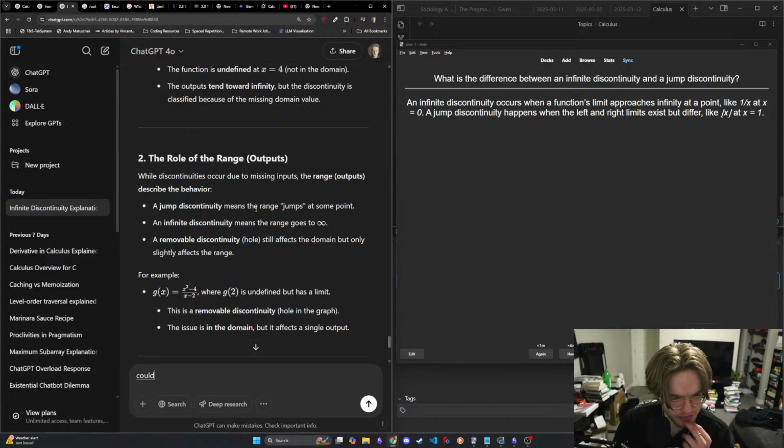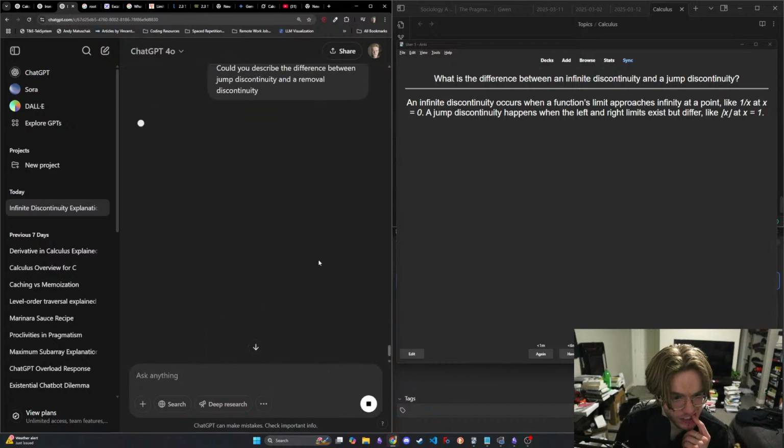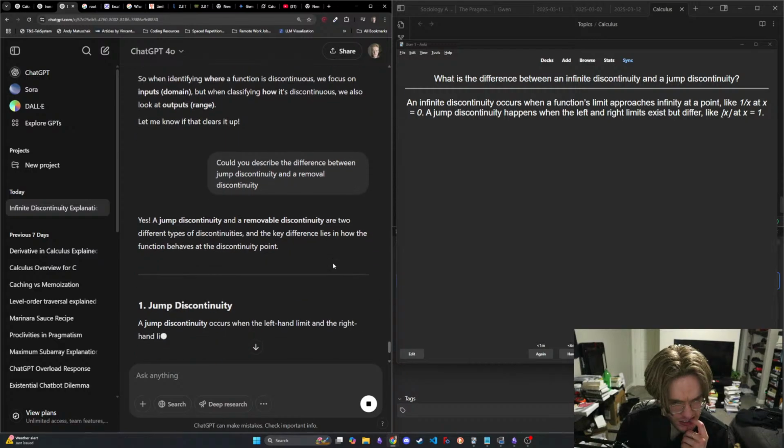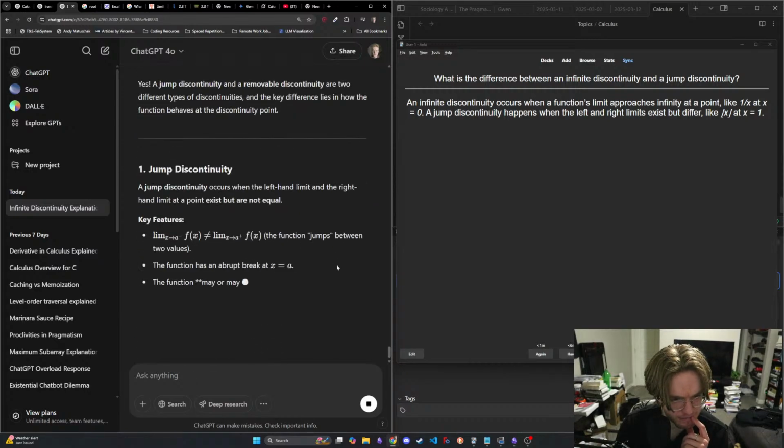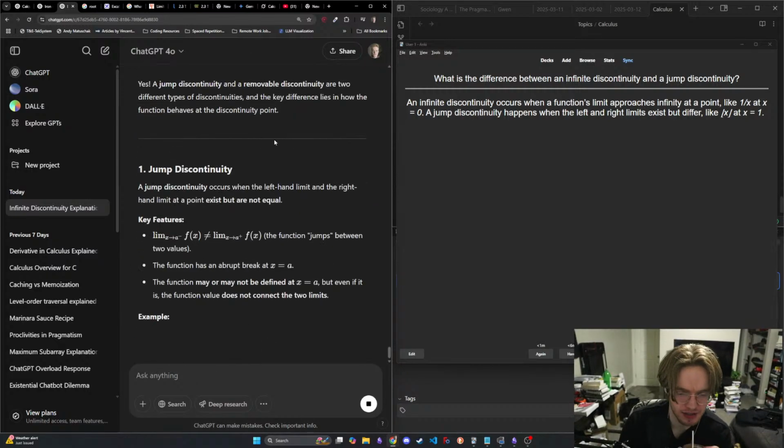Could you describe the difference between a jump discontinuity and a removable discontinuity? When the left-hand limit and right-hand limit at a point exist but are not equal.